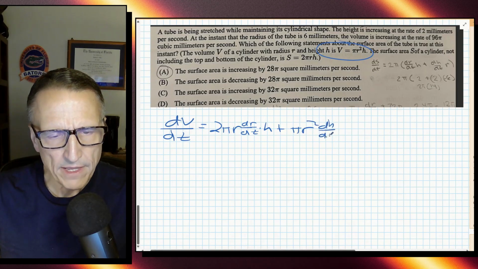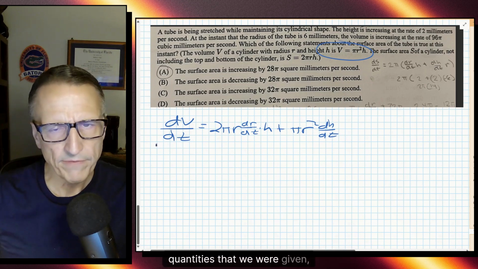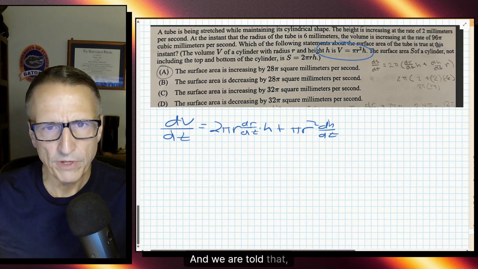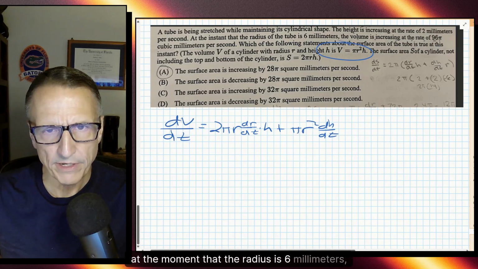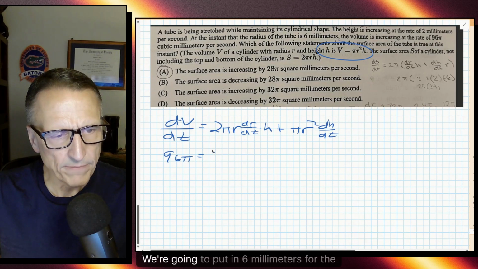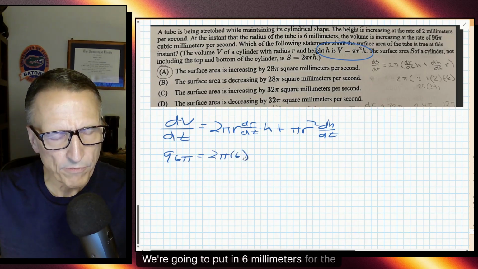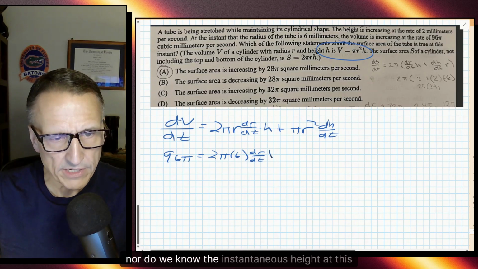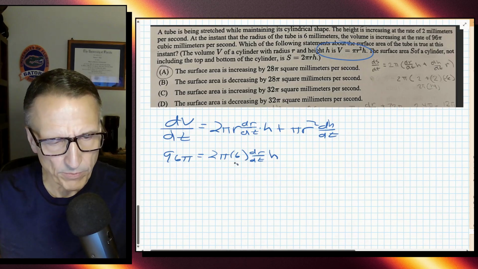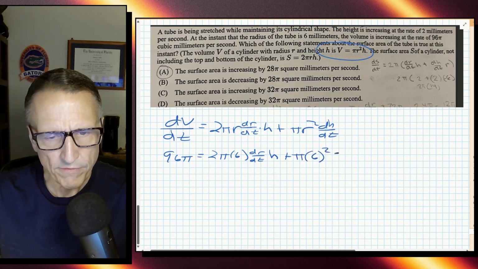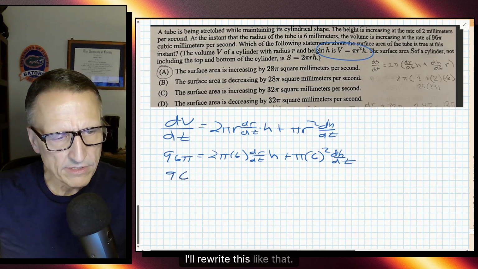Now what I'm going to do is plug in the quantities that we were given that would fit into this formula. We were given the rate of change of the volume, and we are told that at the moment that the radius is 6 millimeters, dV/dt is 96 pi. So we put in 96 pi here. We're going to put in 6 millimeters for the radius. We don't know the rate at which the radius is changing, nor do we know the instantaneous height at this moment when the radius is 6. So we're just going to put dr/dt and h. Here, in this term, we can put in 6 millimeters for the radius. I'll rewrite this like that.